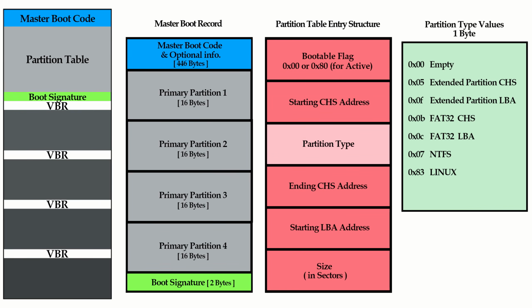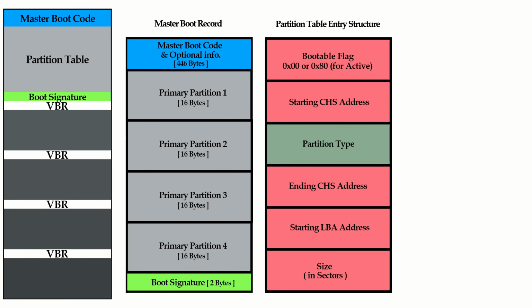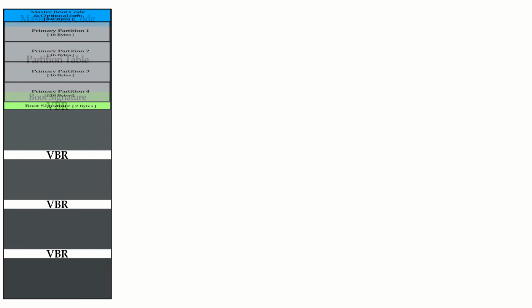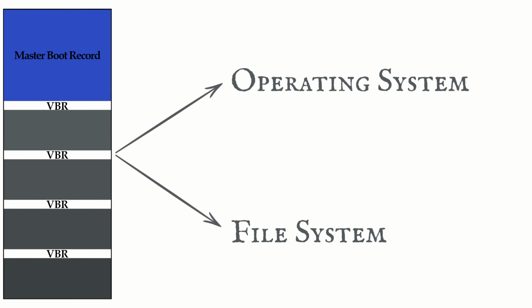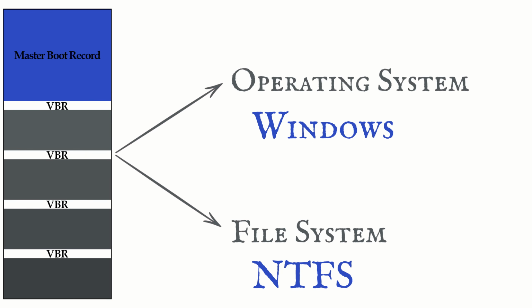The partition type value specifies what file system exists in the partition, and the bootable flag indicates whether it's the active partition or not. Coming back to the boot process, the contents of the VBR depends on the operating system and file system. So let's assume the file system is NTFS and the OS is Windows. The version of Windows also matters, but we are not going to get into the details.